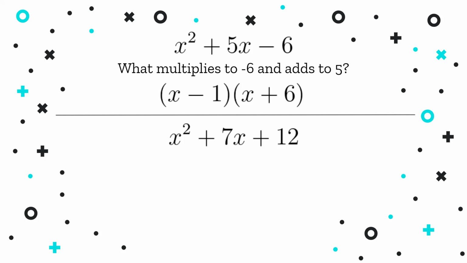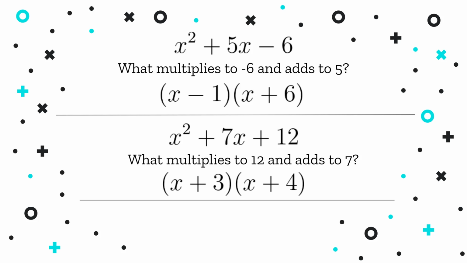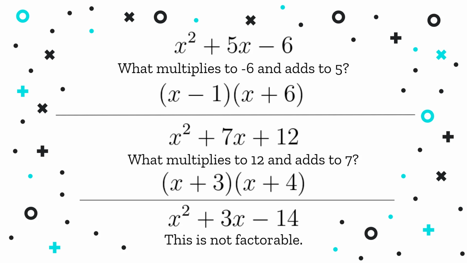Now looking at another example, ask yourself the same question. What multiplies to positive 12 and adds to positive 7? The answer to that question is 3 and 4. It's important to keep in mind that not every trinomial is factorable.